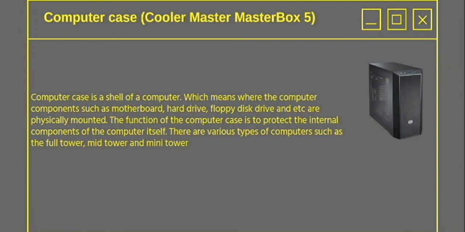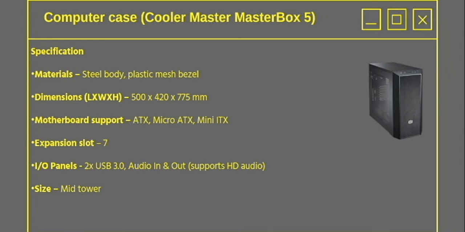There are various types of computers such as the full tower, mid tower, and mini tower. This is the specification of our Cooler Master Box 5. The material is steel body with plastic mesh bezel. Dimensions is 500 x 420 x 775, means it is fit to the desk of staff at the record center, and the motherboard support is ATX, micro ATX, and mini ATX, and so on.